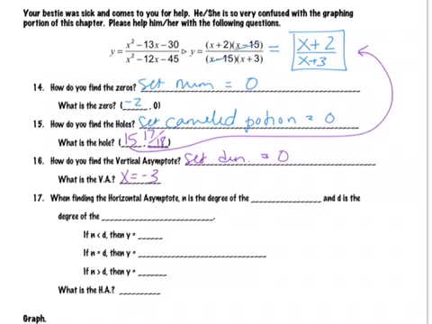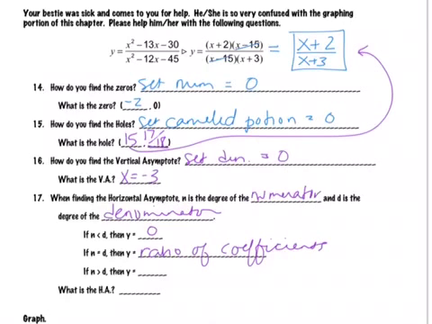When finding the horizontal asymptote, n is the degree of the numerator, and d is the degree of the denominator. If n is less than d, then y equals 0. If they're equal, then it's the ratio of the coefficients. And if n is greater than d, then it is a none. There is no horizontal asymptote.